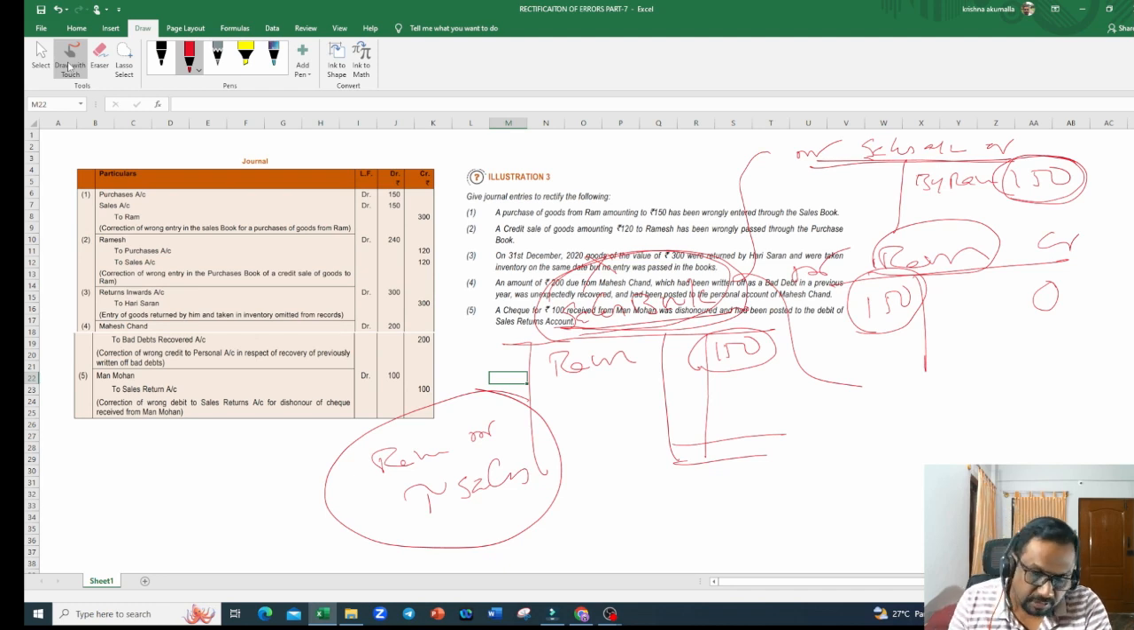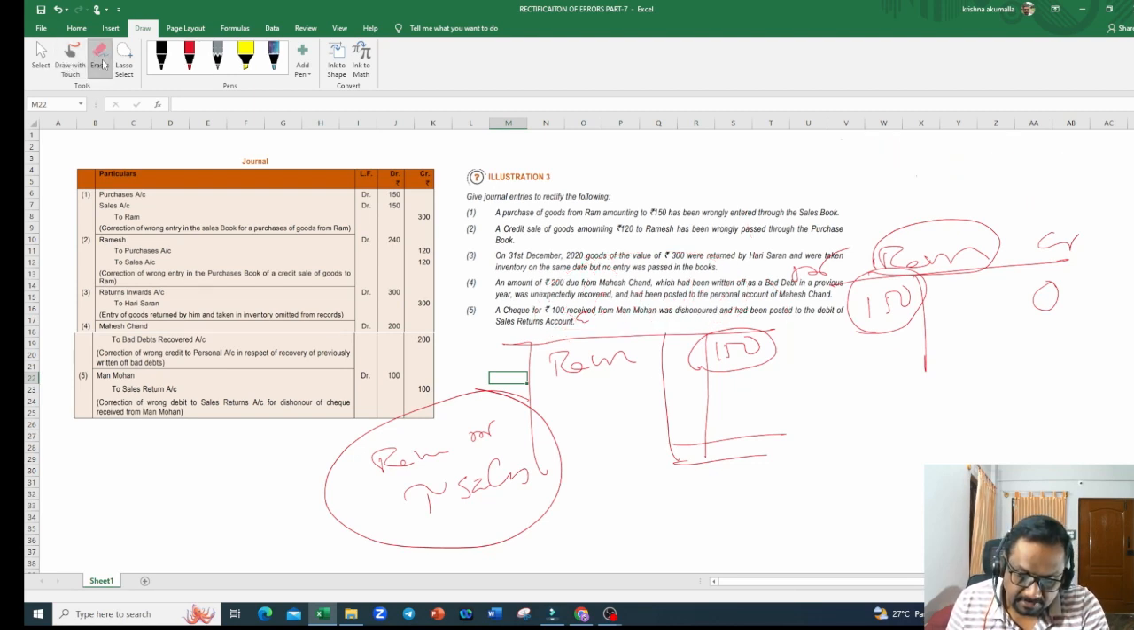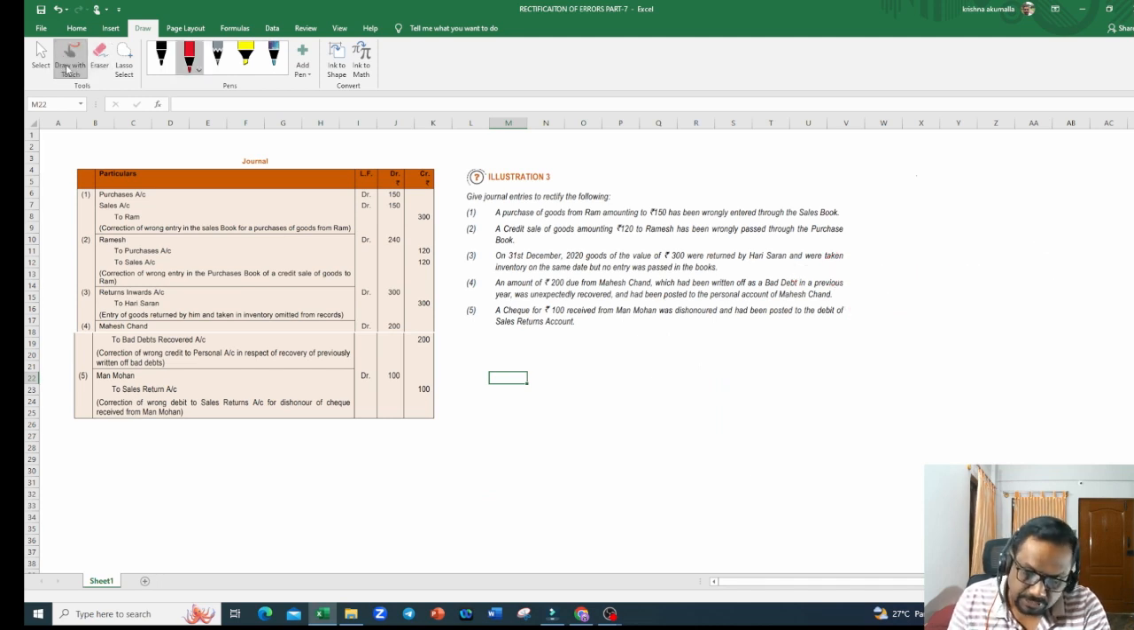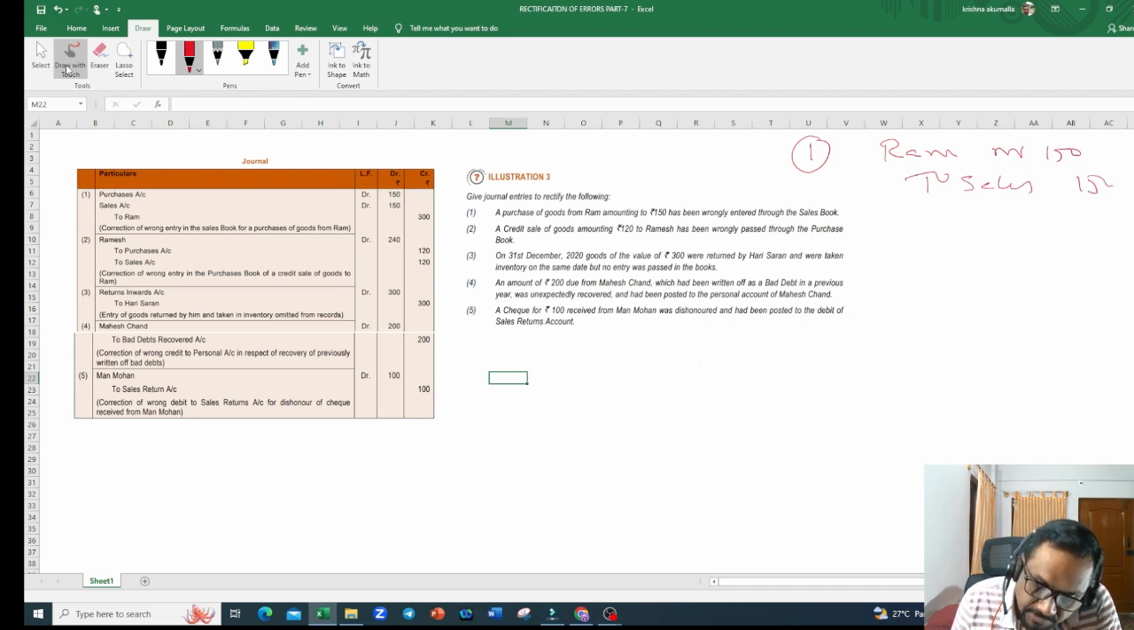So how do we record this? I'll explain this entry wise right now. Let me erase this and explain entry wise. As soon as this entry got posted, the incorrect entry would have been posted like this: Ram account debit to sales account 150. This is the wrong entry.